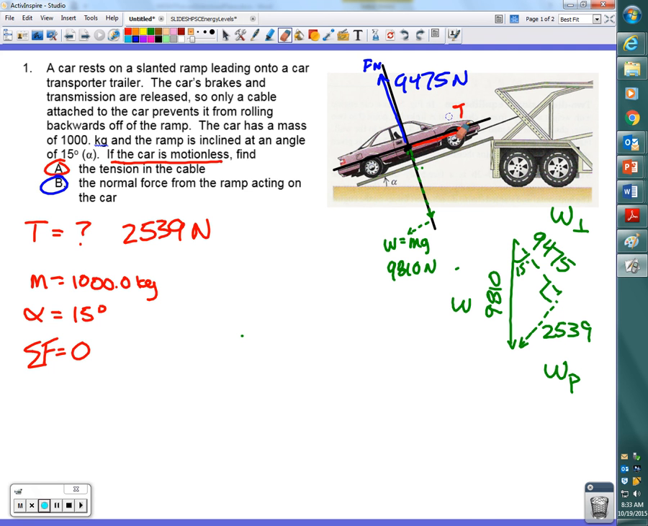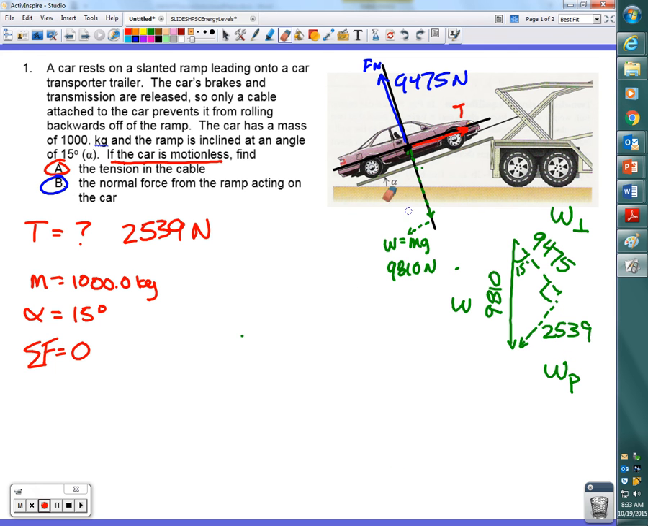Now, if we look at our free body diagram, how many forces do we have on our x-axis? 2. One of them's tension. This one, even though it's not on the x-axis, is still an x-axis force, right? Not drawn to scale, but if it's not moving on the x-axis, what has to be true about those forces? They have to cancel, right?